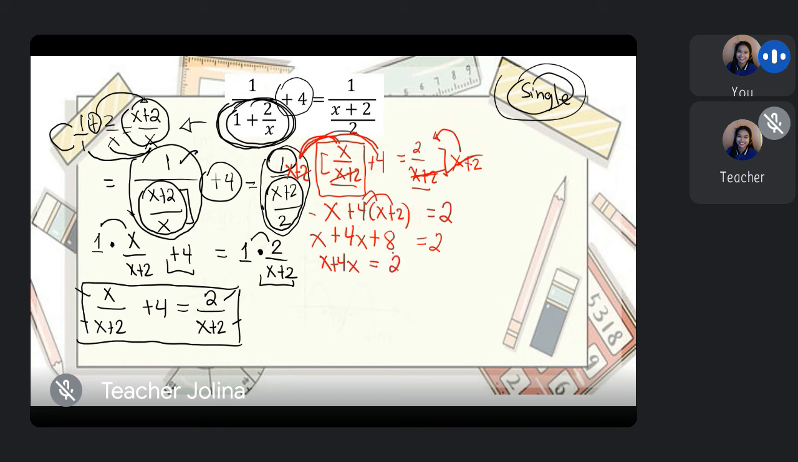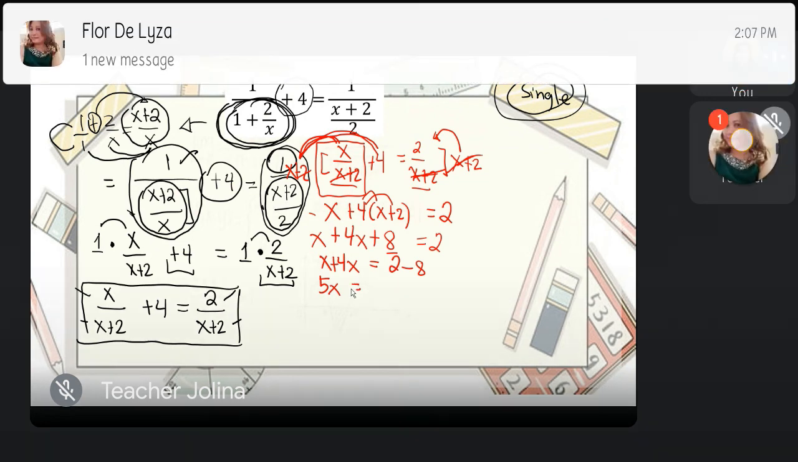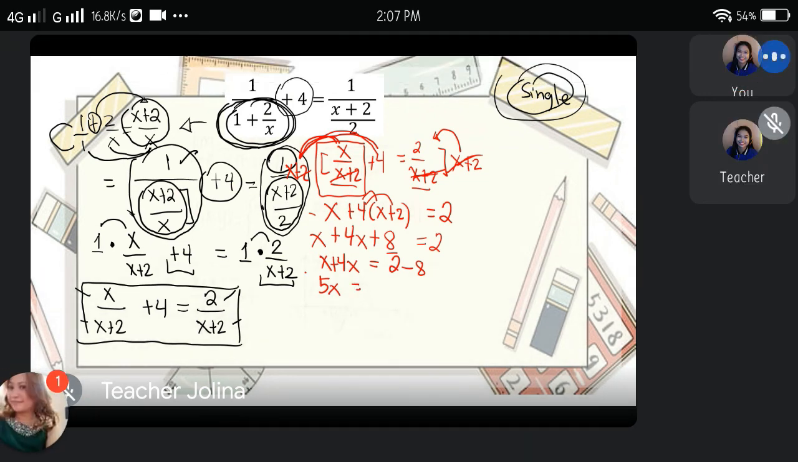Lipat natin yung 8 sa kabila, magiging negative 8 po tayo. And then combine natin or add, subtract, similar terms. So we have here 5x, kasi x plus 4x is 5x, is equal to 2 minus 8 is we have negative 6.